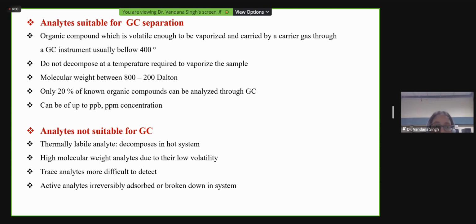This packed column has certain advantages, like they have very high sample capacity, like a very high amount of sample can be loaded on these columns, but they are generally less efficient, and so have poor resolution, as they have a very high inner diameter of around 1.5 mm to 6 mm, and generally they are used for preparative work rather than analytical use.